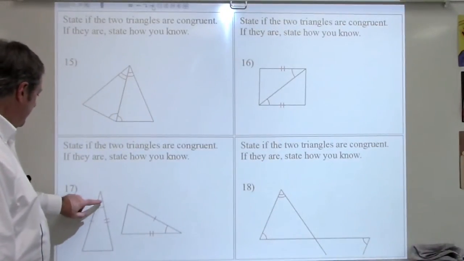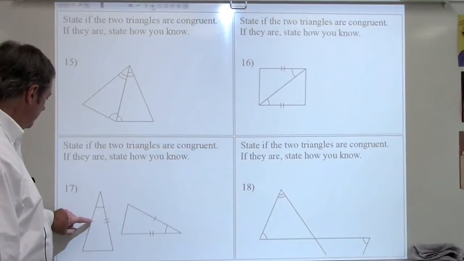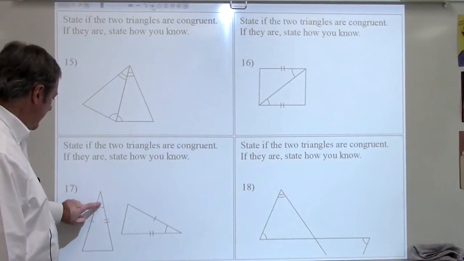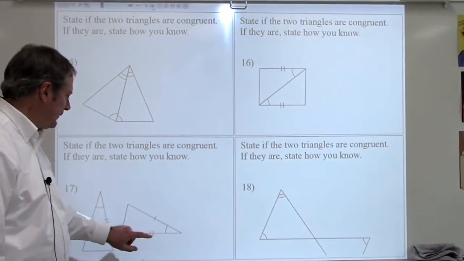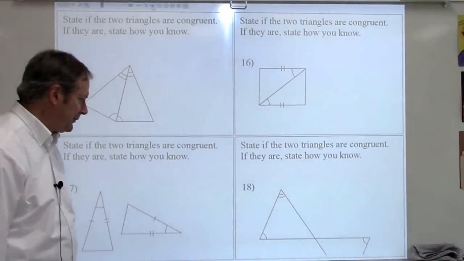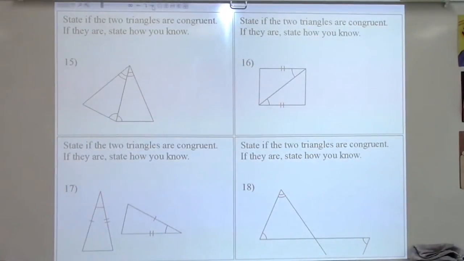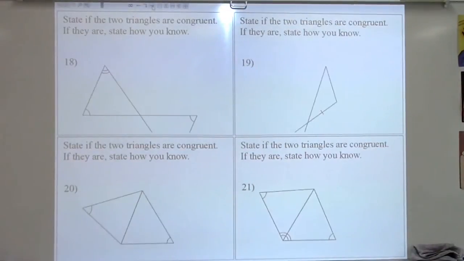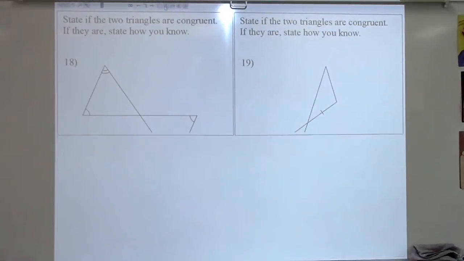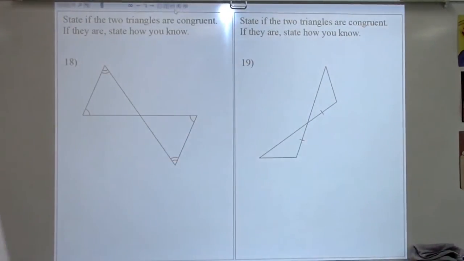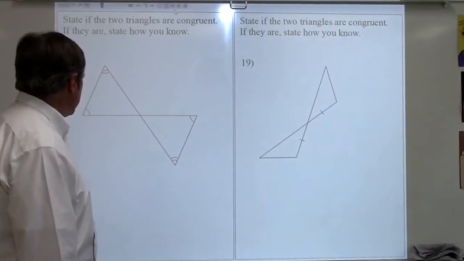17, we have an angle. Let's see, no, what do we have? A side, angle, side, side, angle, side. So yes, those are congruent by side, angle, side. I can't see number 18, so I'm going to move that up here and all right, well, number 18, what do we got here?